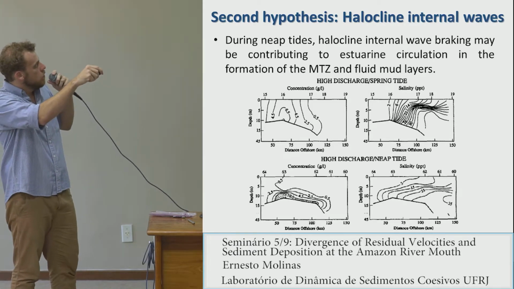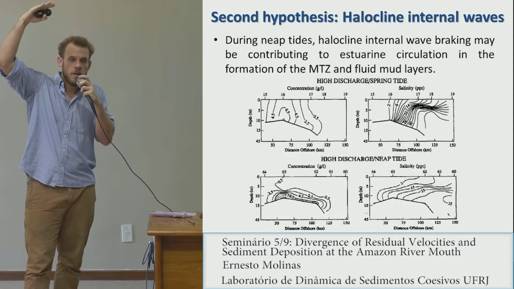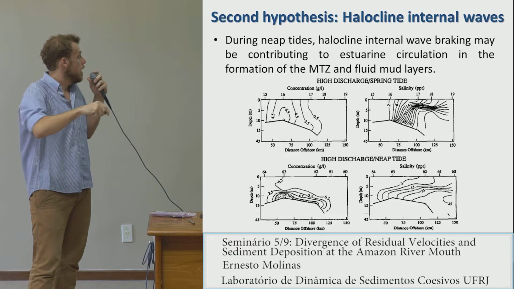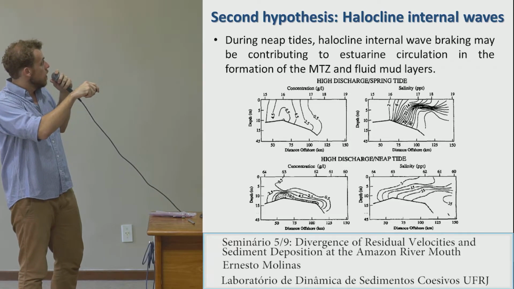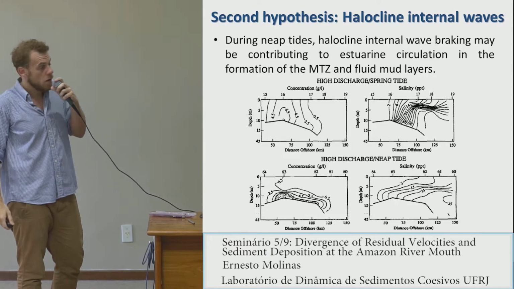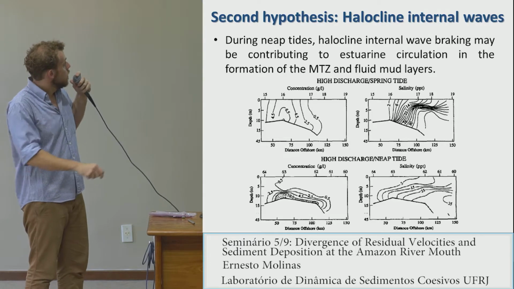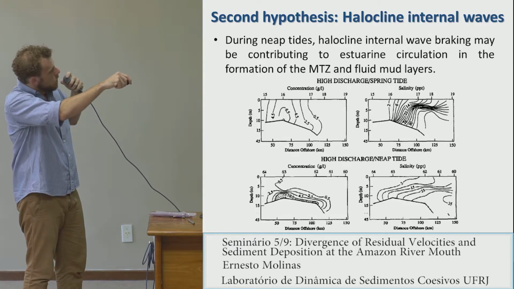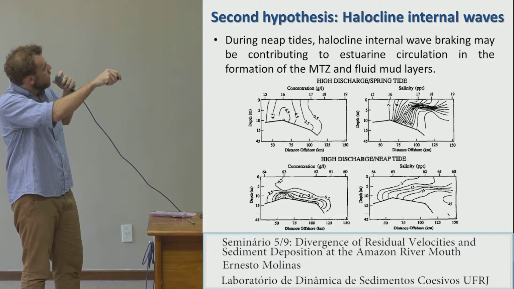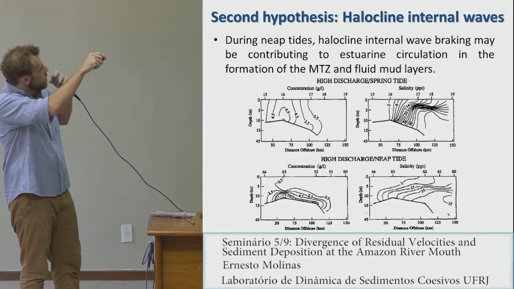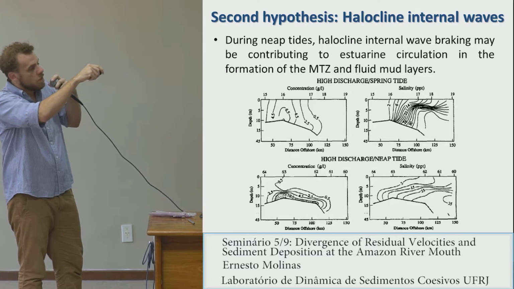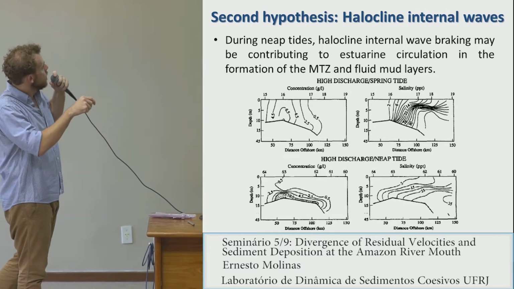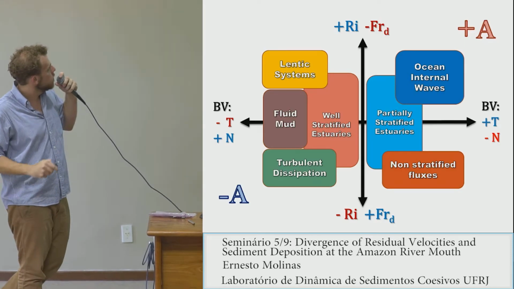So in two opposites, we have those big internal ocean waves with up to 100 meters, and in the opposite position, we have dissipation by turbulence. And on the other diagonal, we have, for instance, in this region, non-stratified fluxes and lentic systems. In the middle of all this, we will find the estuarine processes, and around here, what happens to fluid muds?